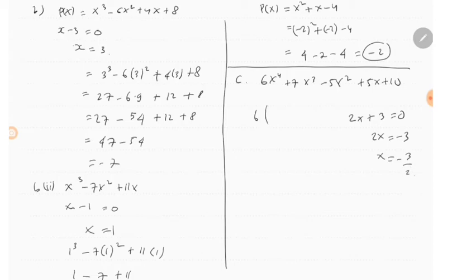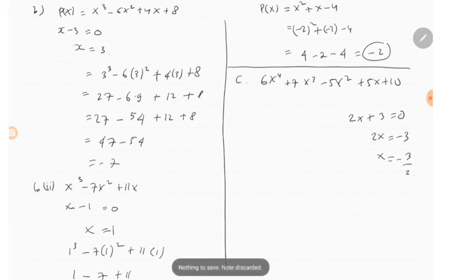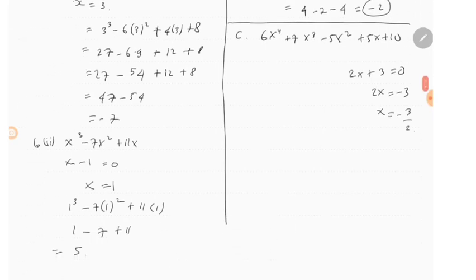So 6 times negative 3 over 2 to the power 4 plus 7, okay, or you can put it here. We get x equals negative 3 over 2. It means we have, sorry, 6 times negative 3 over 2 to the power 4 plus 7 times negative 3 over 2 to the power of 3 minus 5 times negative 3 over 2 to the power of 2 plus 5 times negative 3 over 2 plus 10.